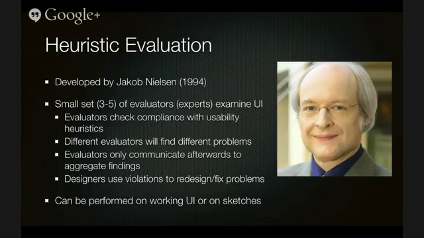Anyway, so you get three to five people together. You have them examine the UI. This is called a usability inspection method. And the evaluators have a list of things that they are looking for, and they just go through the entire user interface and check and see which parts of your UI fit those rules and which parts of them are against those rules. The evaluators will find very different problems from each other. They will then get together afterwards and put them all back together. And you use those issues that you found in the UI to redesign or to fix problems. That's the whole concept. And notably, this can be done on a working UI or on sketches.